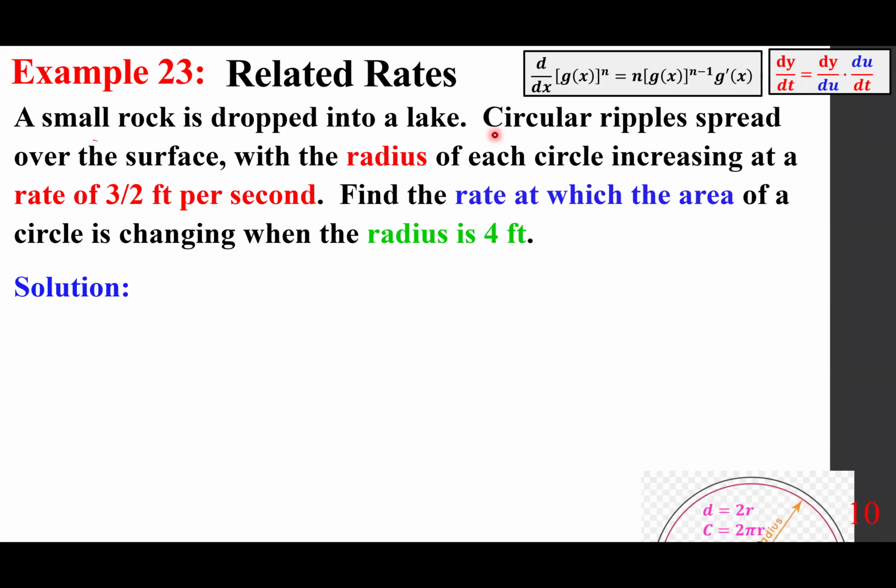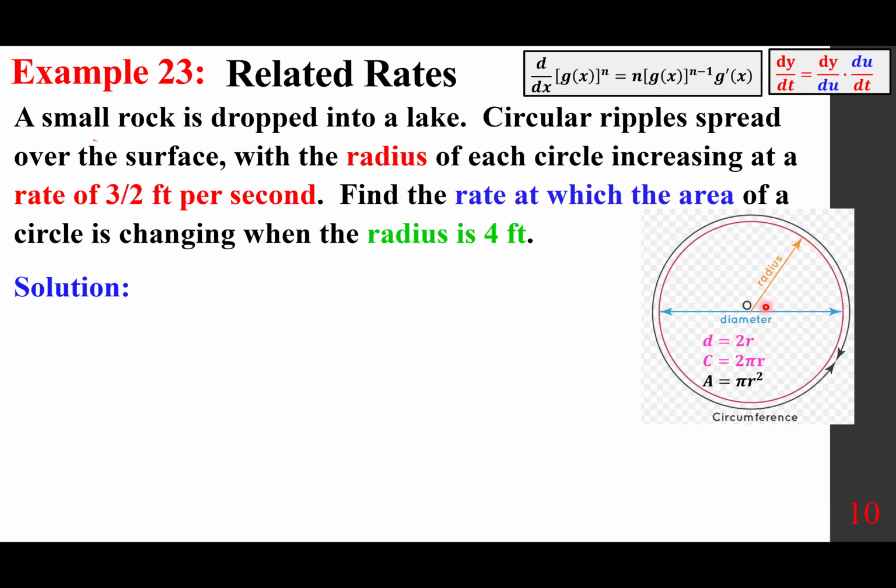So we are looking at a circle. That means this shape. That means from the center to the circle is the radius, both sides is the diameter, d is 2r, c is 2 pi r, a equals pi r squared, and we need the a. In other words, every piece of information from circle we should have. So a equals pi r squared, and what is given? The dr/dt is 3/2 feet per second, and we want the da/dt when r is 4 feet. So this is the translation of the question.